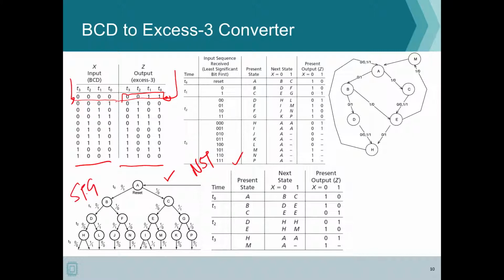We can then apply reduction, and you can see that we only get a fewer number of states. This will be your final reduced state transition graph, and this is your reduced next state table. I would leave you guys to work this problem out by yourself, and I will also try to post the individual solutions later.